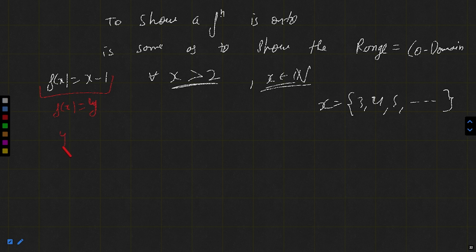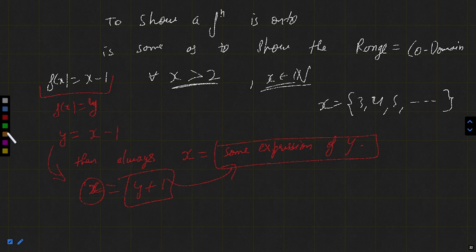Okay. Now, putting in place of f(x), what will you get? y is equal to x minus 1, and then what do we always do? We always try to find x as some expression of y. For example, if you manipulate this whole equation, you will get this. So here x is equal to some expression of y.